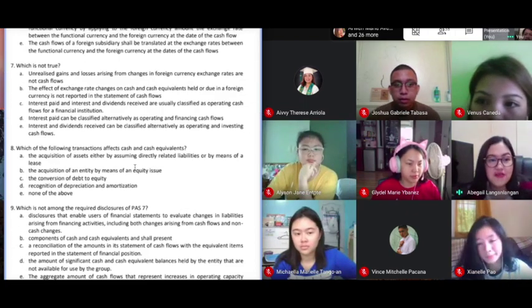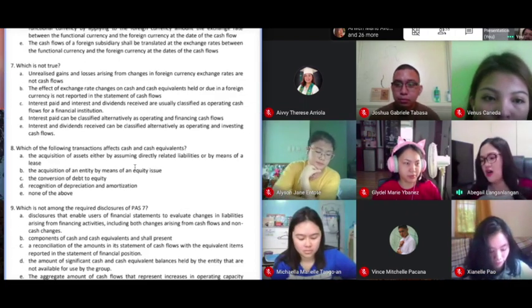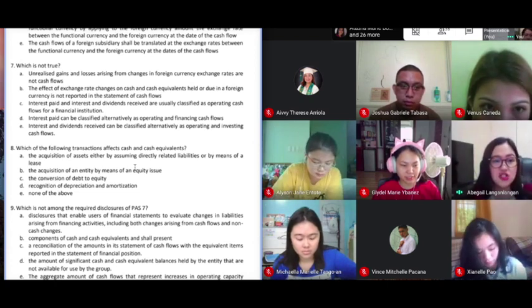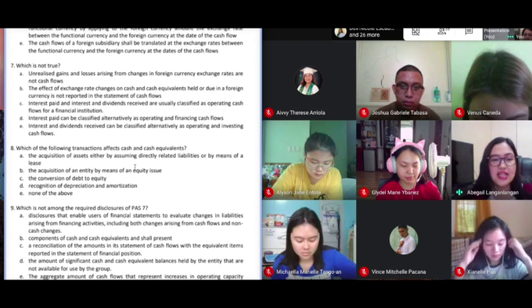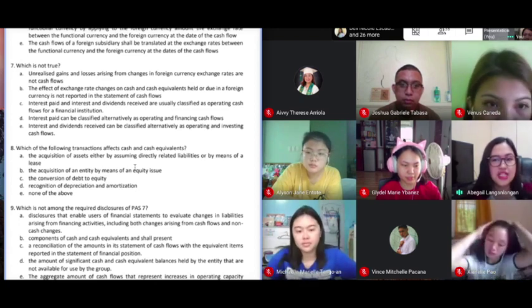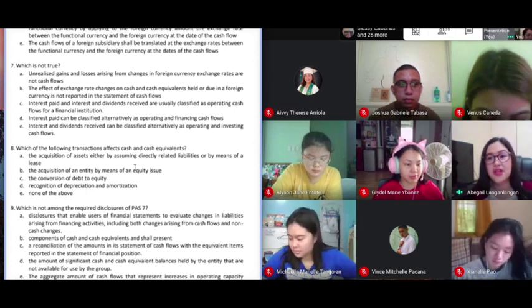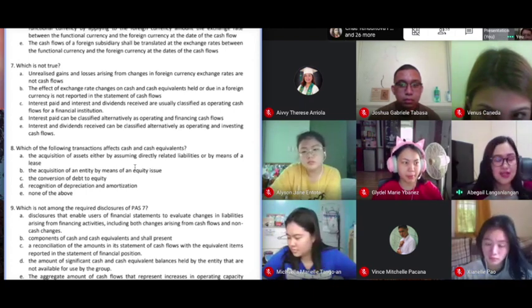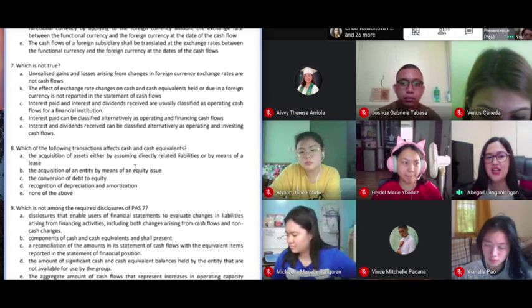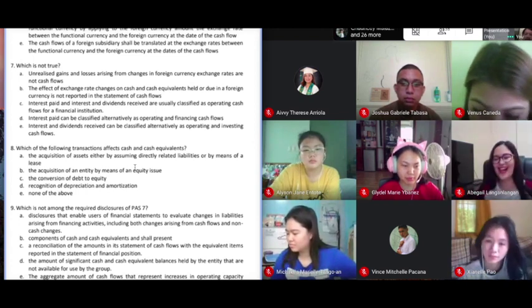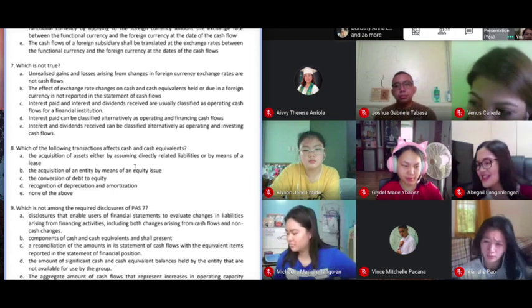Number 7. Which of these is not true? Our answer, sir, is B. The effect of exchange rate changes on cash and cash equivalents held or due in a foreign currency is not reported in the statement of cash flows. It is false because it should be reported in the statement of cash flows in order to reconcile the cash and cash equivalents at the beginning and at the end of the period. Okay, so that's correct.